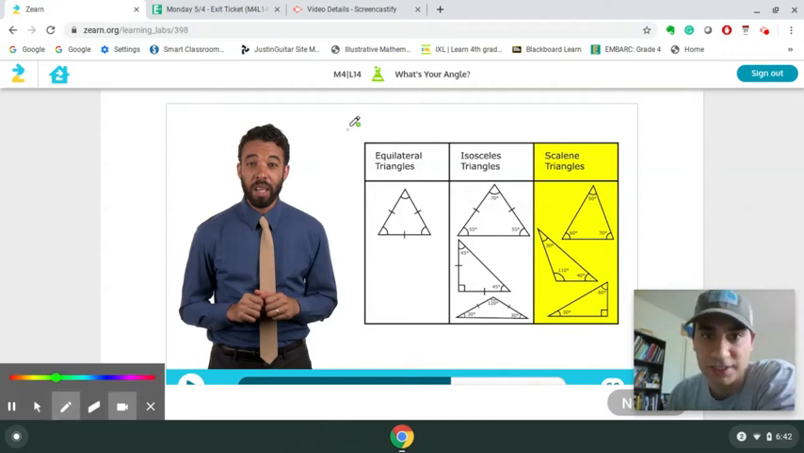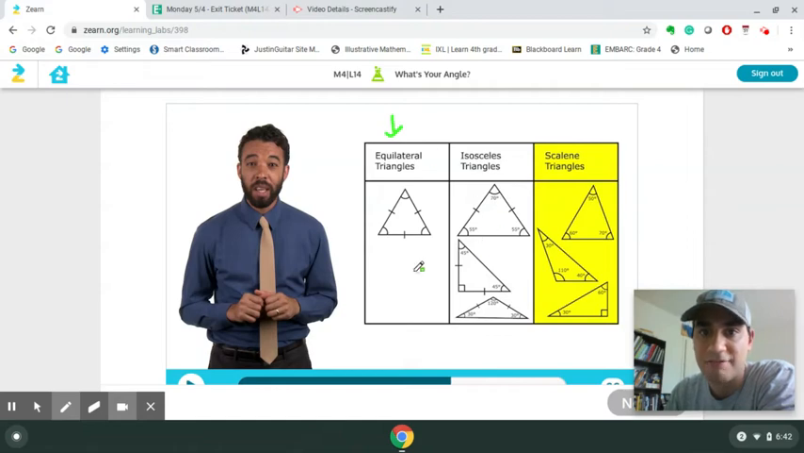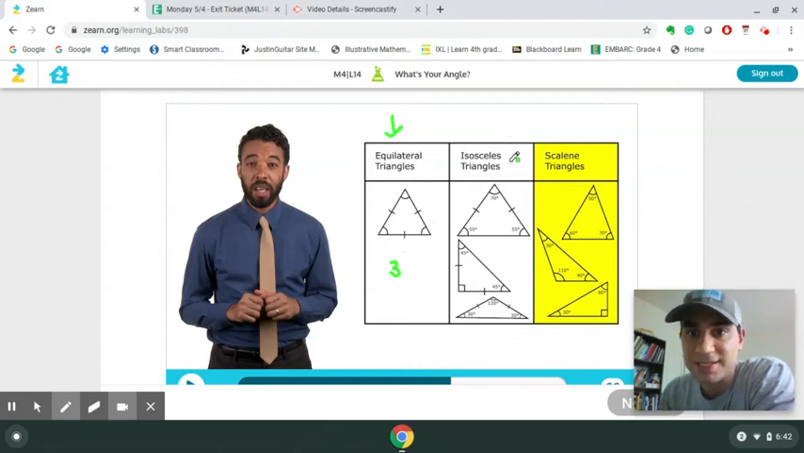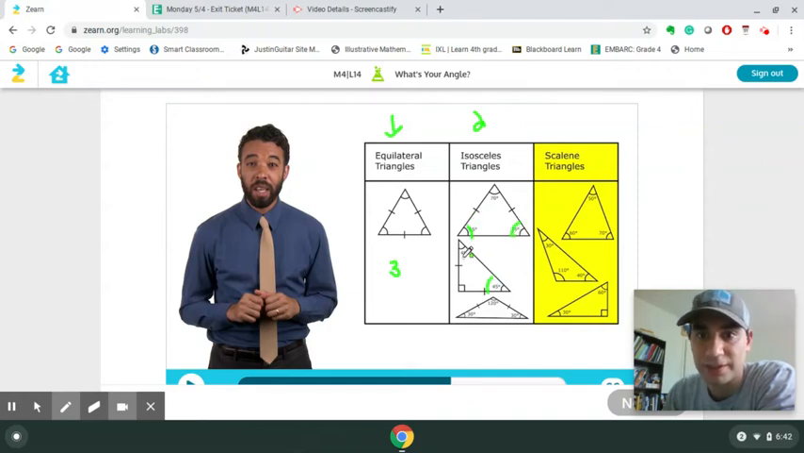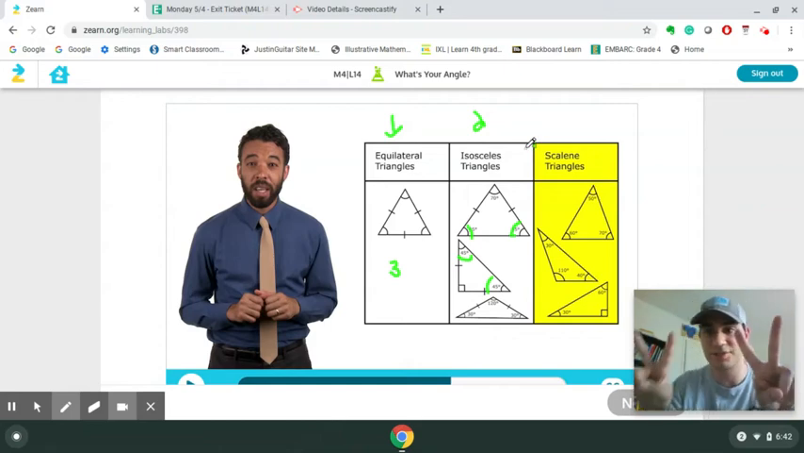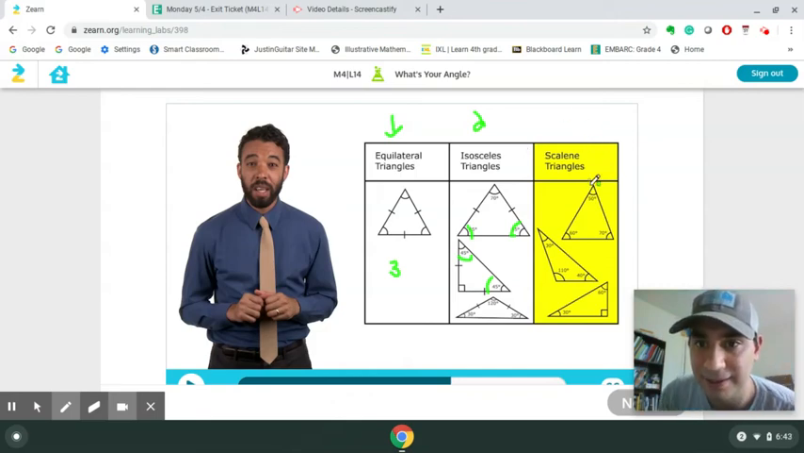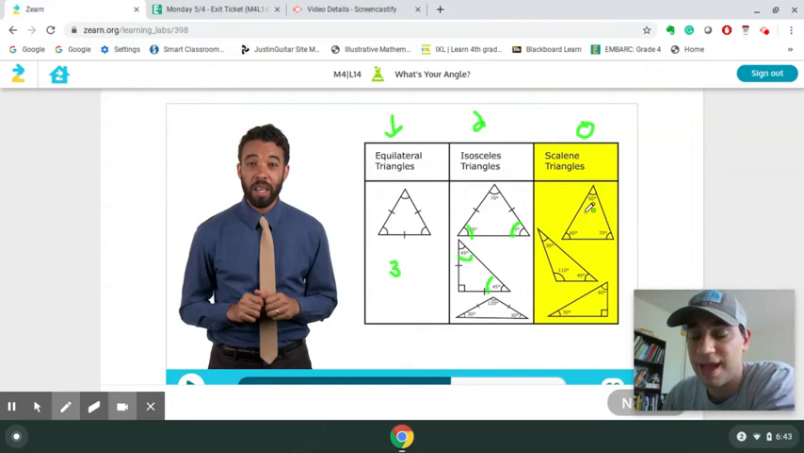Okay, but just as a quick review, equilateral triangles have 3 sides that are the same length. 3 sides. Okay, isosceles triangles have 2 sides that are the same length, which means they also have 2 angles that are the same degree measurement. If there's 2 sides that are the same length, that means there's also 2 angles that are the same degree measurement. And scalene, they have 0 sides that are the same length. Okay? Each side is a different length. And so each angle has a different measurement. All right? Let's move on.